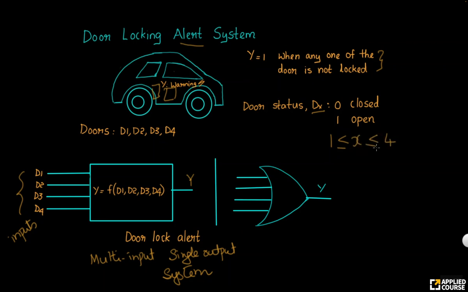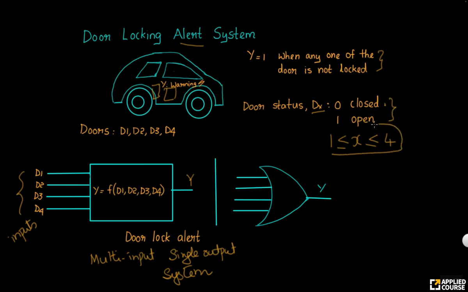D1, D2, D3, D4. If D1 is 0, door 1 is closed. D1 is 1, door 1 is open. Similarly, D2 is 0, door 2 is closed. D2 is 1, door 2 is open. D3 is 0, door 3 is closed. D3 is 1, door 3 is open. D4 is 0, door 4 is closed. D4 is 1, door 4 is open.